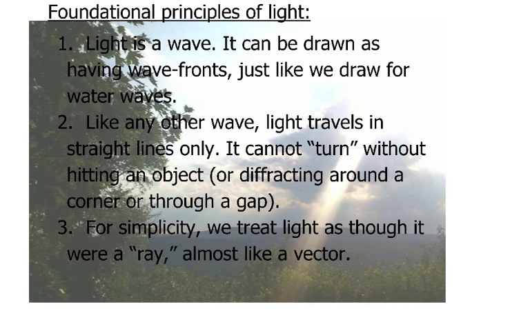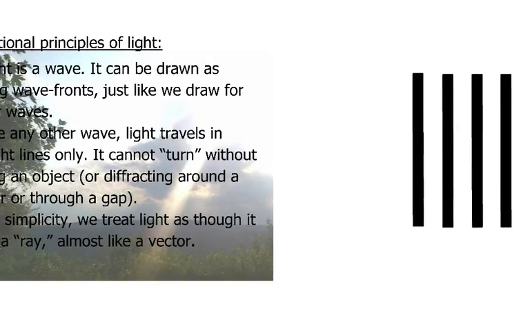Okay, so light, first principle. These are foundational principles about light. Light is a wave, which we already said. It can be drawn as having wavefronts, just like we draw for water waves. We almost never draw them that way, but it could be drawn that way. The way we draw water waves as having wavefronts, where this is a crest and this is a trough, and that's a crest and that's a trough, we could draw light that way also, if we feel like it. Most of the time we don't feel like it, so we don't draw it that way. But we could.